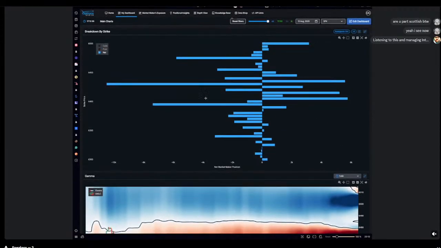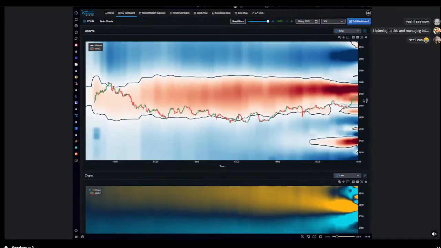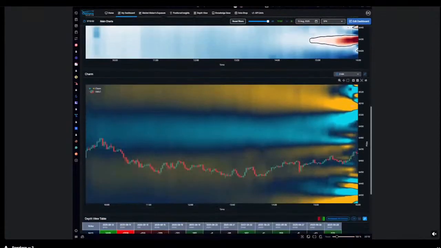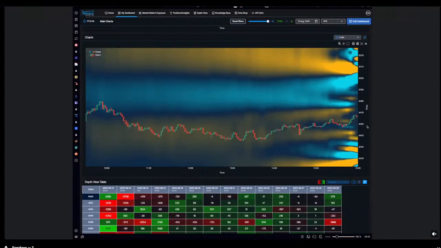But yeah, we had a big-ish dealer long at 6460 come the end of the day. It was the only area of positive gamma. And we also had a supportive charm pocket that pushed us up into there as well.